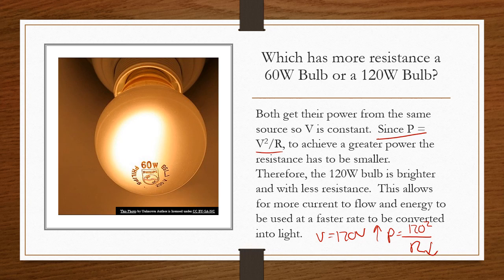So a 120 watt bulb is brighter because it's got a greater current, because the energy of the charge flowing through is the same for both. They're both coming from a 120 volt socket, so they are both getting the same energy. It's going to be whichever one can use it faster that is brighter and uses up more energy overall. So that's why a 120 watt bulb actually has less resistance than a 60 watt bulb. Hopefully that makes a little bit of sense.